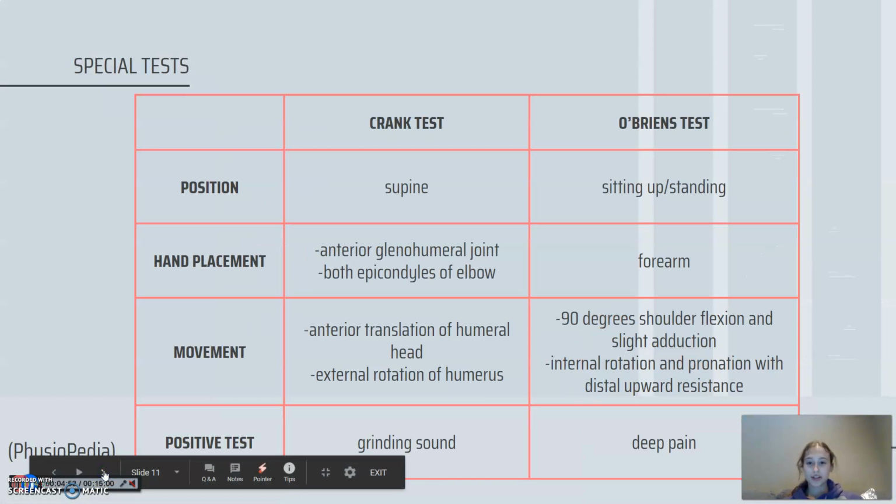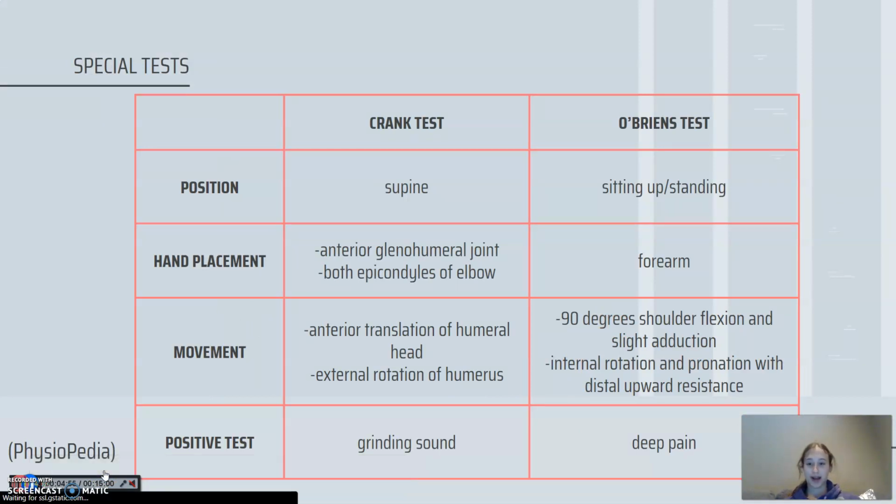So for the Crank test, you're going to lay your patient supine. You're going to put your hands on their shoulder, and they're going to lay like this with their arm back like this, and you're going to put your other hand on their elbow right here, and basically you're going to push their humeral head forwards.